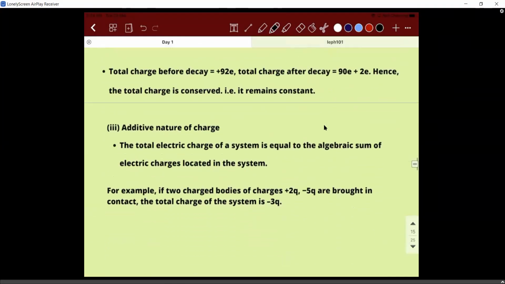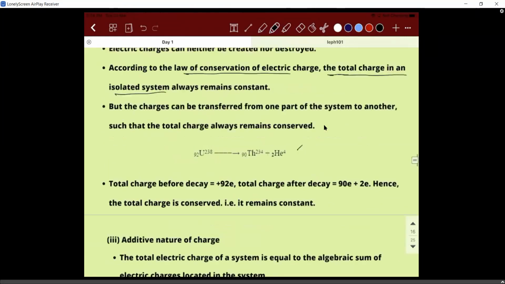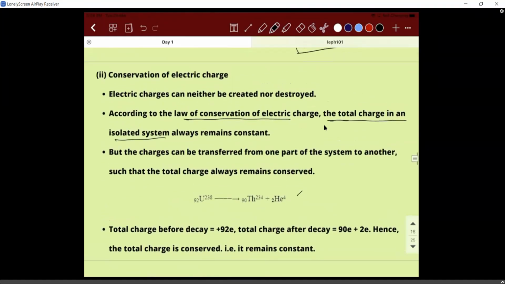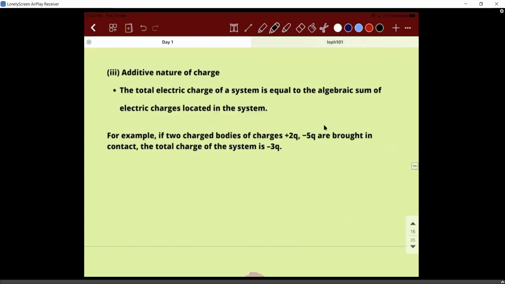Right. The next concept is called the additive nature of charge. Is there anyone who's copying the previous one? Okay, please write. Done. Moving on to the next concept, that is the last property of charge, which is called the additive nature of charge. The name itself is suggesting. So what does additive nature of charge mean? Even before you look at it, try to define it on your own.